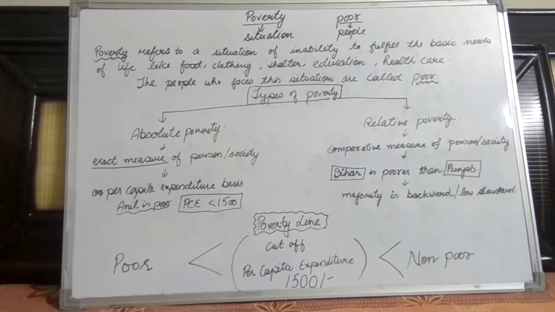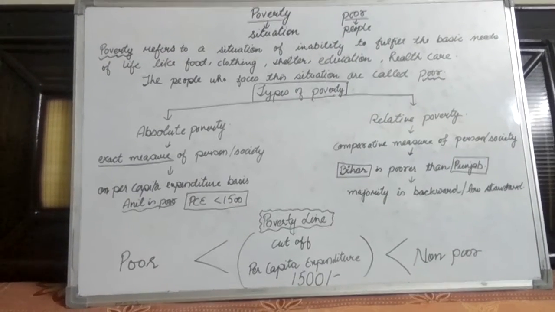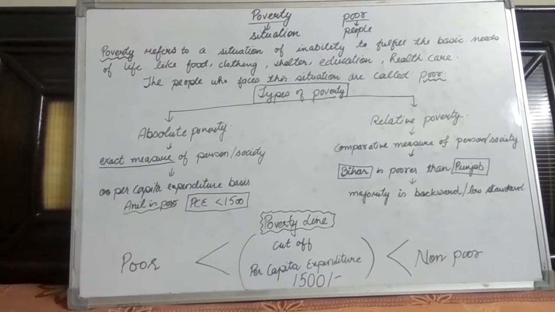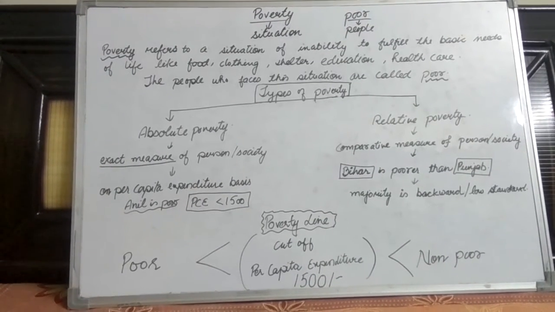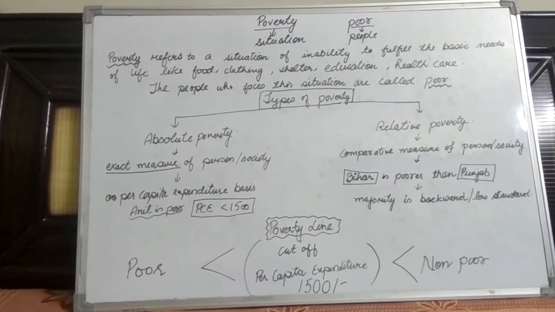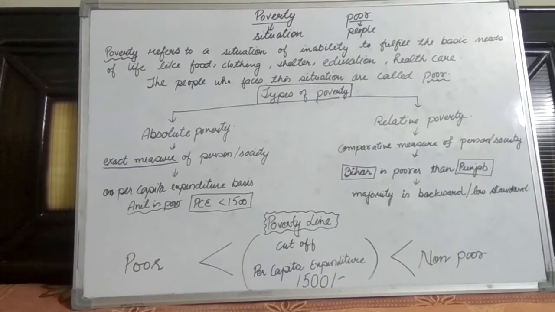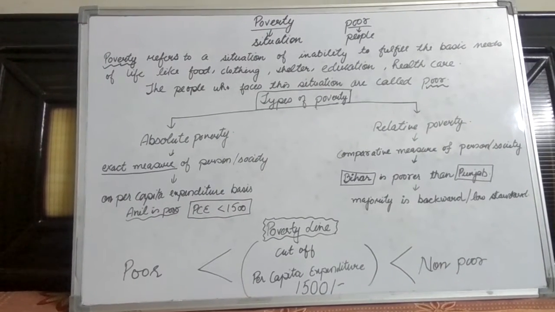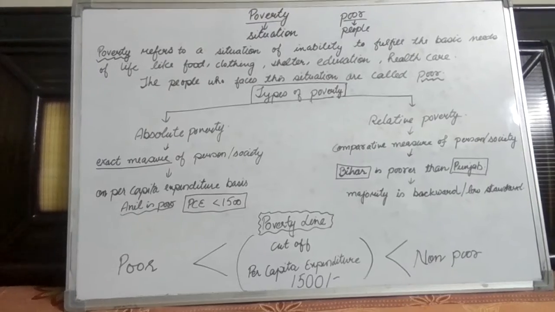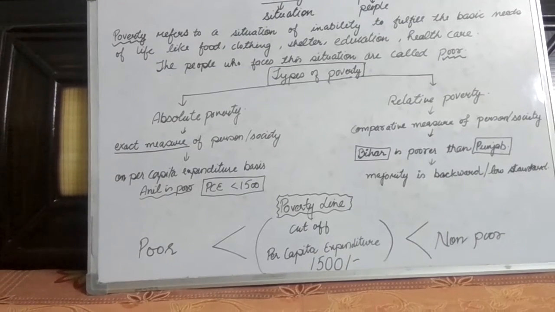As far as this chapter is concerned, we have to differentiate two terms. The very first is poverty and the second is poor. Here poverty refers to a situation and poor refers to the people who are facing that problem. So let me define these two terms. Poverty refers to a situation of inability to fulfill the basic needs of life like food, clothing, shelter, education, healthcare facilities, etc. And all those people who face this problem are termed as the poor people. So poverty is a situation and the poor are the people who are facing this particular problem in their life.